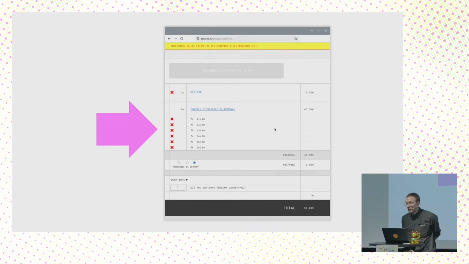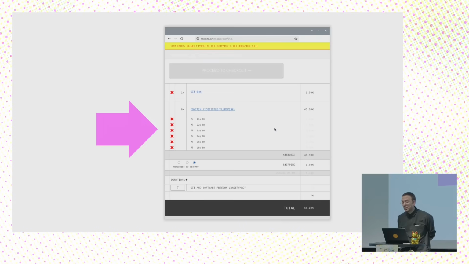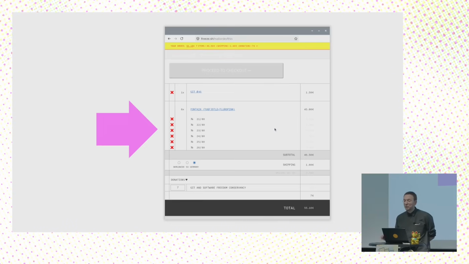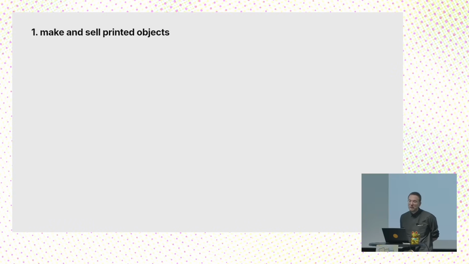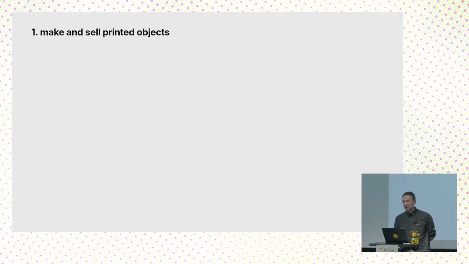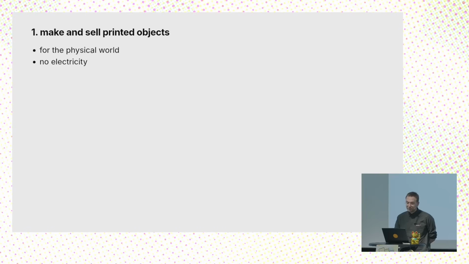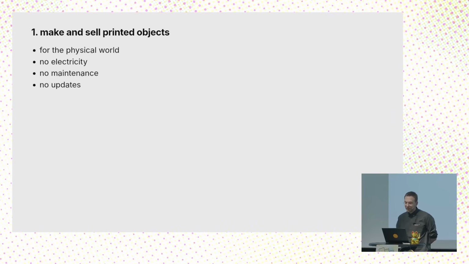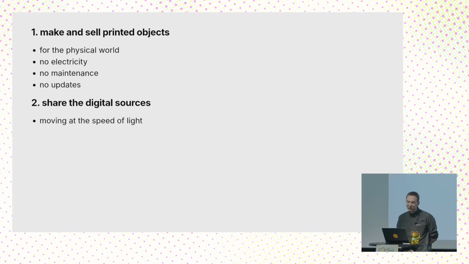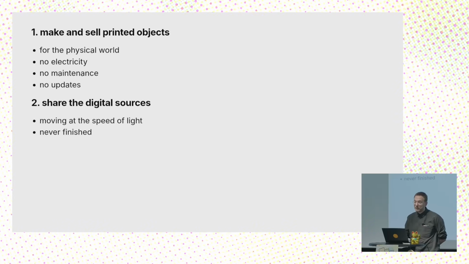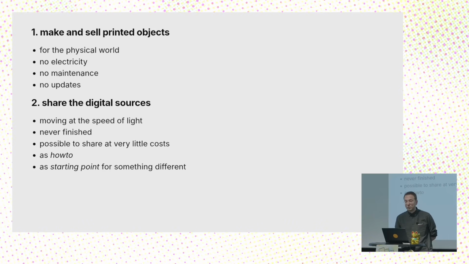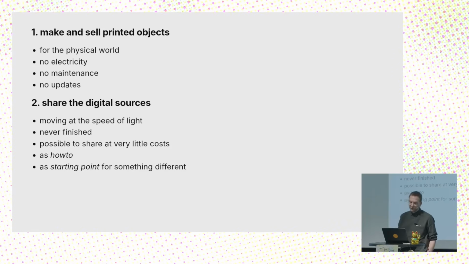And this is unfortunately where all the fun stops at the moment, because I had too little time to completely finish the checkout routine. But what I have is a bigger version of an idea, which is make and sell print objects for the physical world. No electricity, no maintenance, no updates. Shared digital sources, moving at the speed of light, never finished, possible to share at very little costs, as how-to, a starting point for something different.